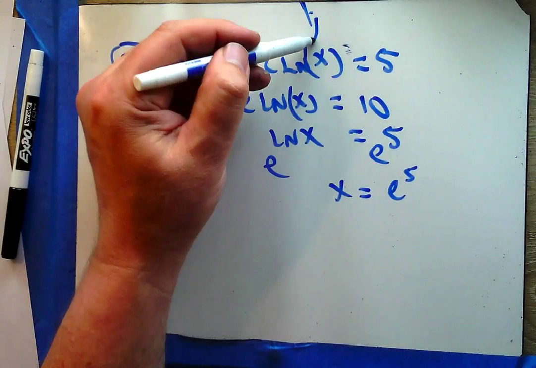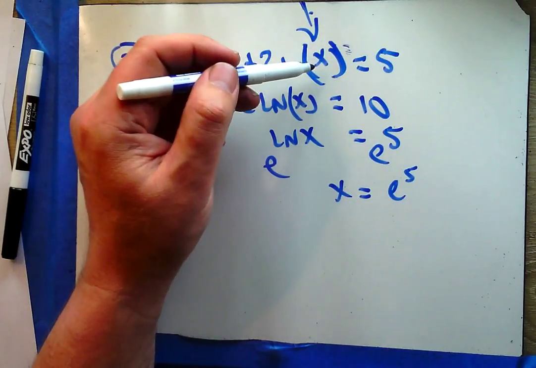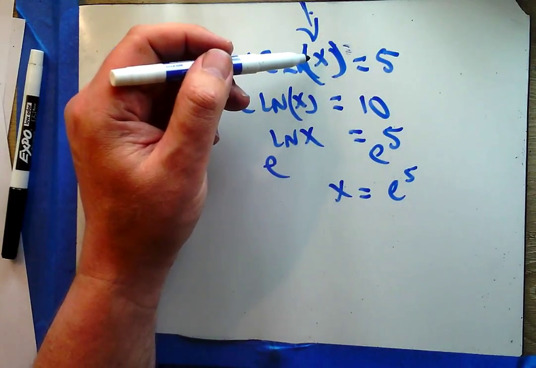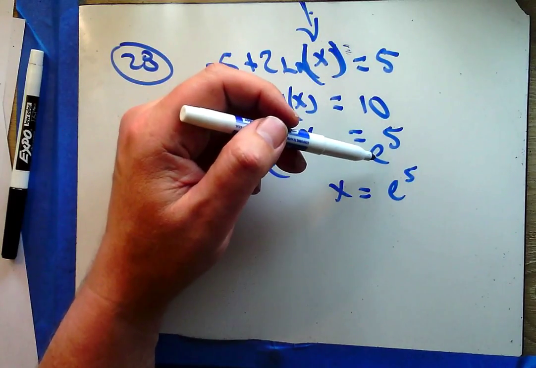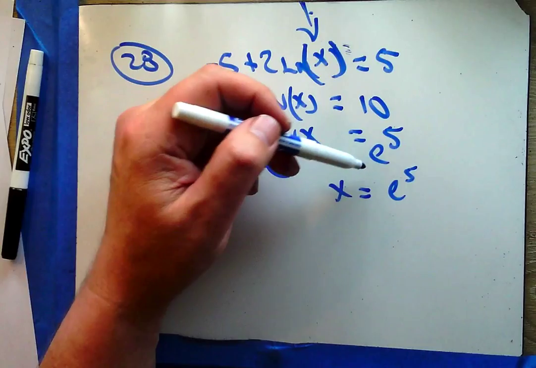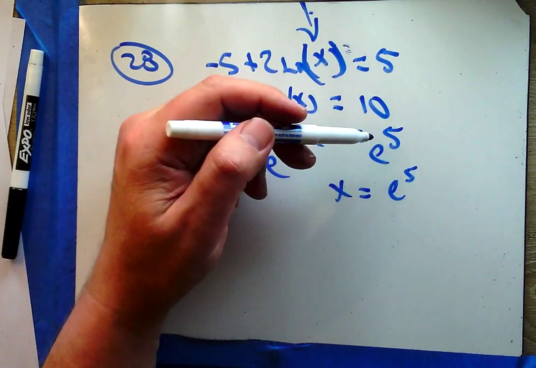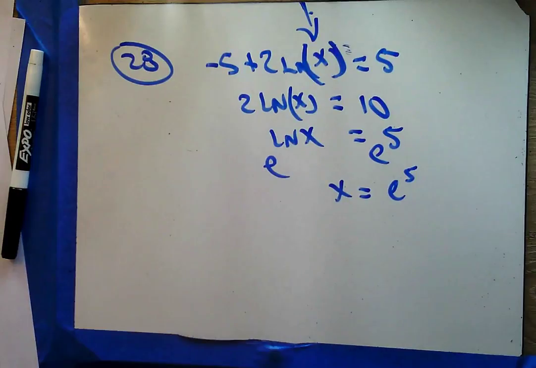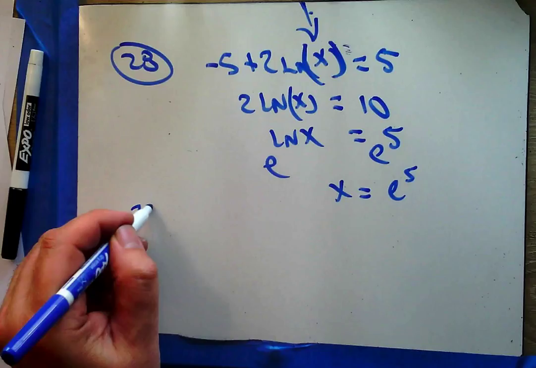The only things that I can't have here inside those parentheses, I can't take the ln of 0. I can't take the ln of a negative number. Is e to the 5th a negative number? Well, remember e is 2.718, and I'm raising 2.718 to the 5, and that's definitely going to be a positive number. Okay, so I don't have to worry about checking that one.